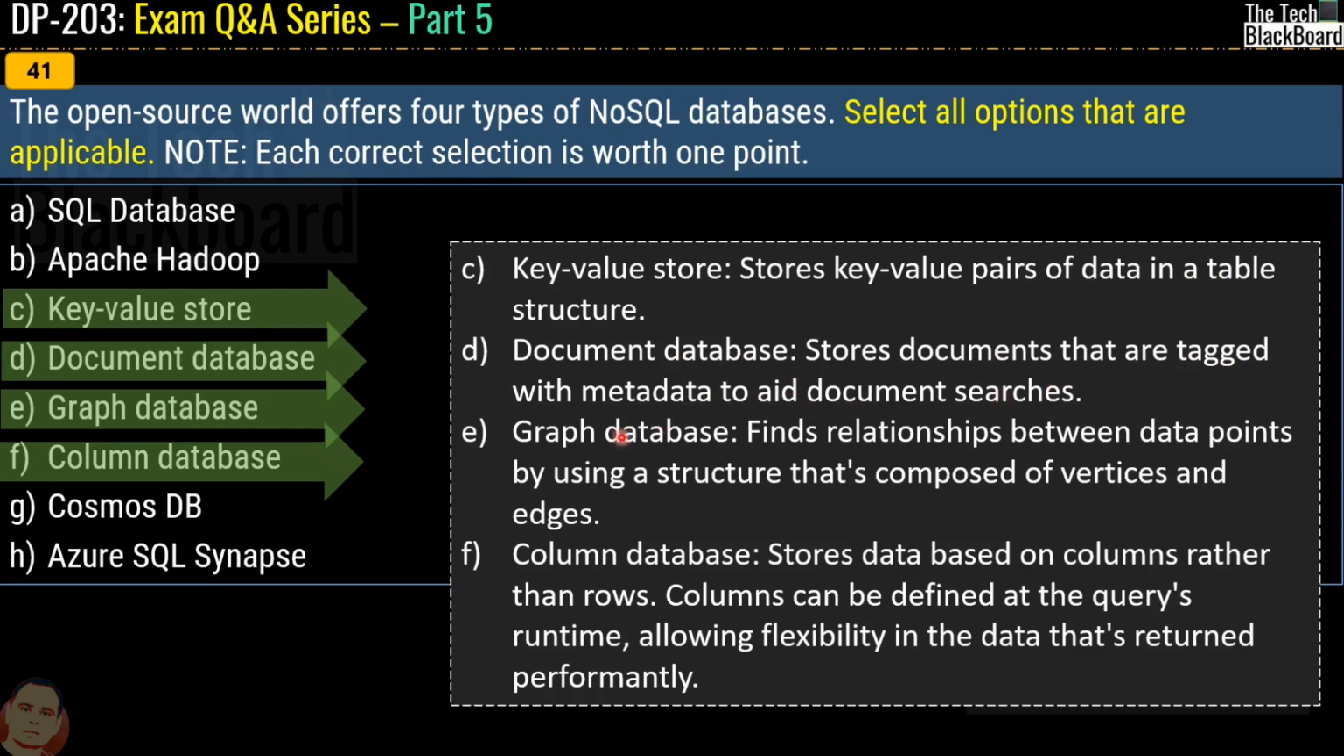Now let's look at the graph database. The graph database helps find the relationship between data points by using a structure that's composed of vertices and edges. And lastly, we have the column database. The column database stores the data based on columns rather than rows. Columns can be defined at query runtime, and that allows flexibility in data that's returned performantly.